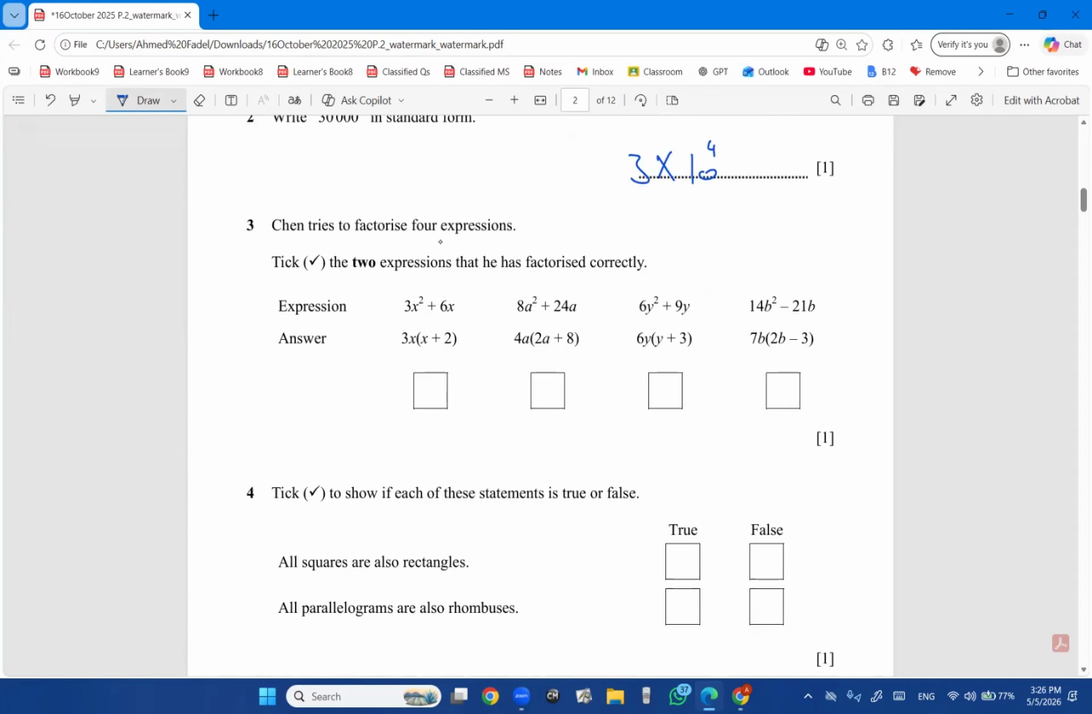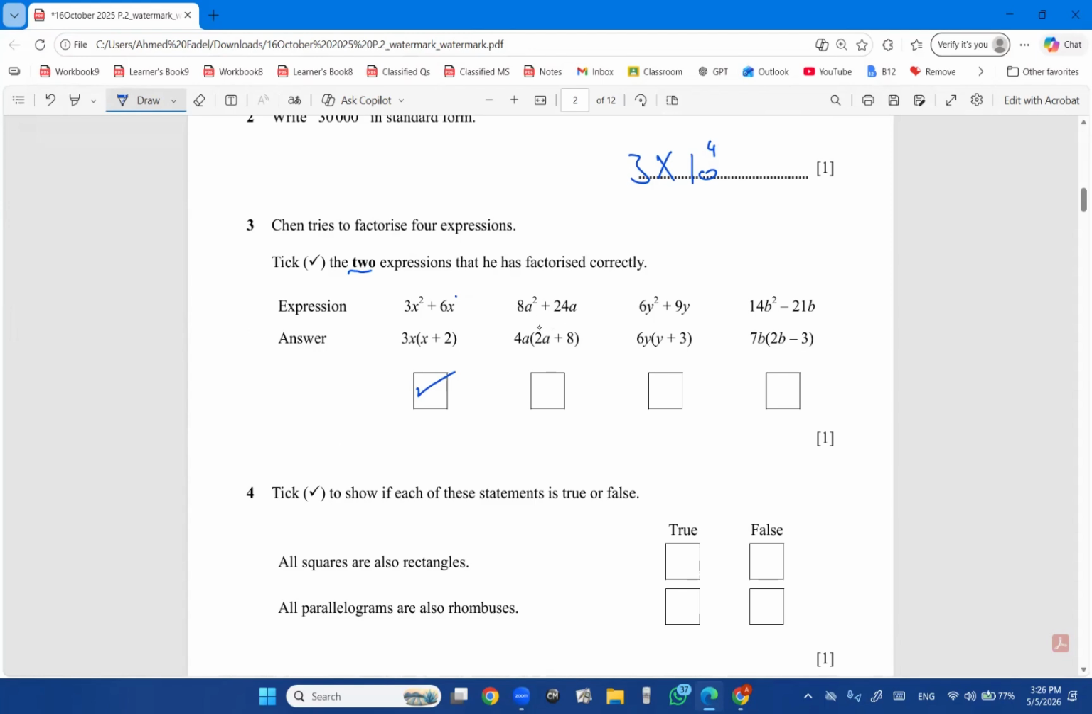Chen tries to factorize 4 expressions. Take the 2 expressions that he has factorized correctly. Notice that they said 2 expressions. Over here, he got 3x as a factor. He took 3 from the numbers, and this is the highest common factor that he can divide both of them by, yes. And he got also the x. Then he divided 3x squared by 3x, and he had the result x. He divided 6x by 3x, which is 2. So this one is correct.